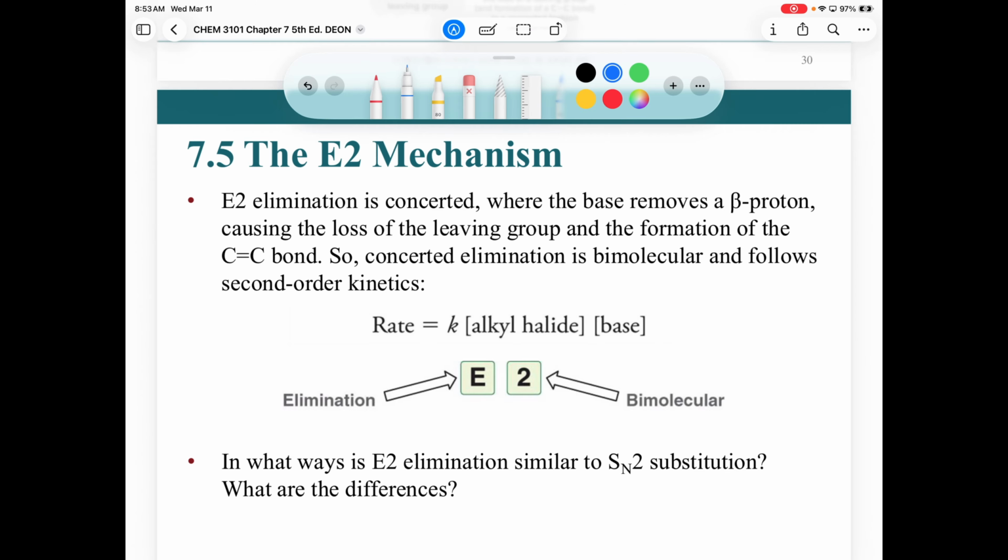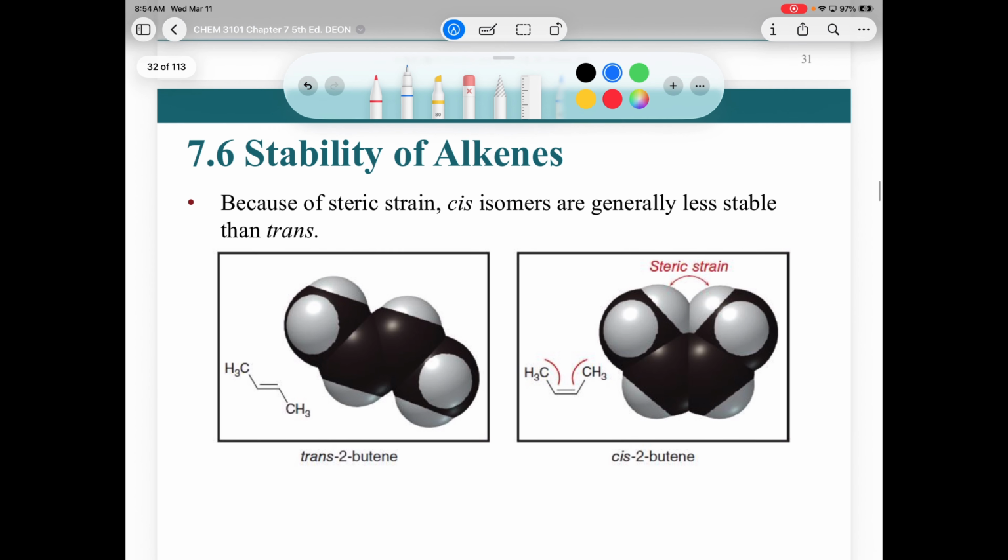When does substitution occur? When you have a methyl alkyl halide or a primary. When does elimination occur? When you have a tertiary, in case you haven't noticed, right? I'm sure you've picked up on that already. So how are they similar? They're both second order. How are they different? Well, one's an elimination and one's a substitution, right? That's the difference between these two.